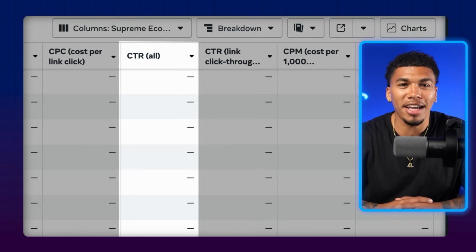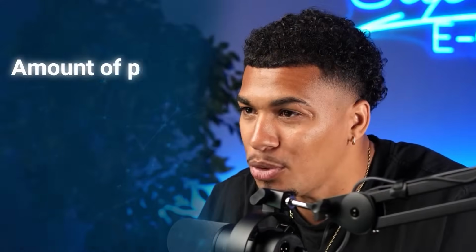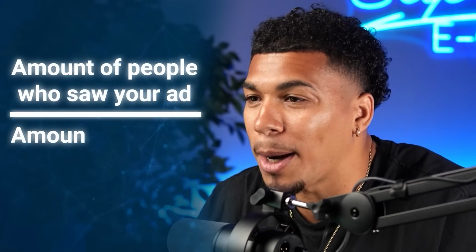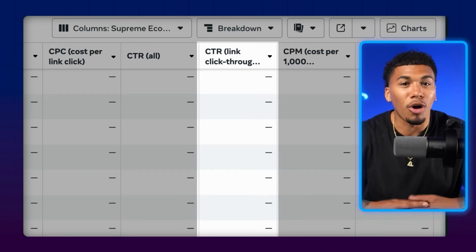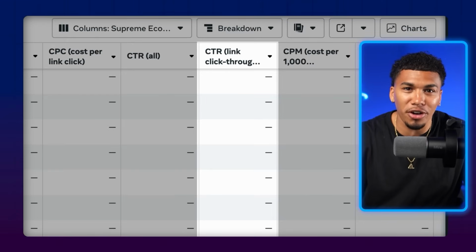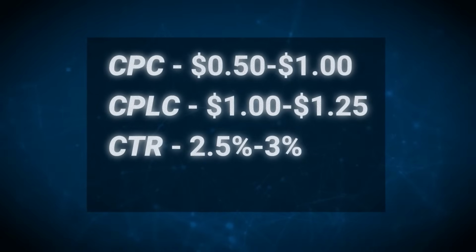Next, you have click-through rate and click-through rate link click. Click-through rate is a very simple equation, just taking the amount of people who saw your ad divided by the amount of people who have actually clicked into watching your ad. So impressions divided by clicks all. While click-through rate link click is the number of people who saw your ad and performed a link click. Both of these, the higher the better. And I typically like to look for a 2.5 to 3% click-through rate or more.